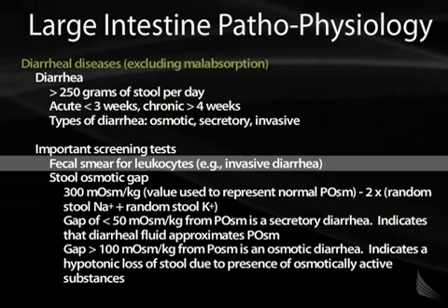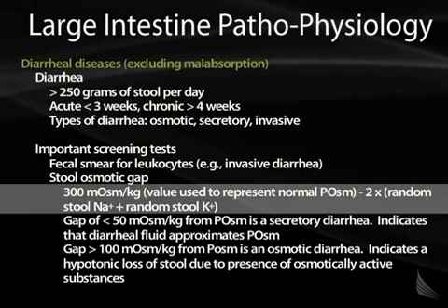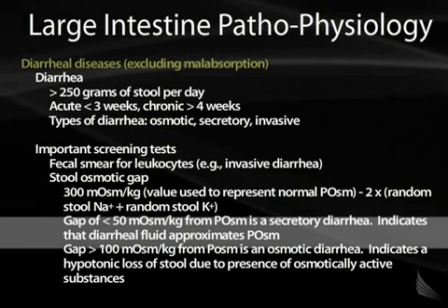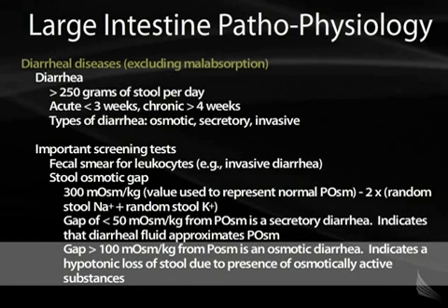The second test that's often used is looking at a stool osmotic gap. This is calculated by subtracting 2 times stool sodium plus stool potassium from a nominal plasma osmolality of 300 milliosmoles per kilogram. So that's 300 milliosmoles per kilogram minus 2 times random stool sodium plus random stool potassium. A gap of less than 50 milliosmoles per kilogram from plasma osmolality indicates a secretory diarrhea. This indicates that the diarrheal fluid is approximately the same as the plasma osmolality. A gap of greater than 100 milliosmoles per kilogram from plasma osmolality is an osmotic diarrhea, as this indicates that hypertonic stool is present due to the presence of osmotically active substances in the stool.